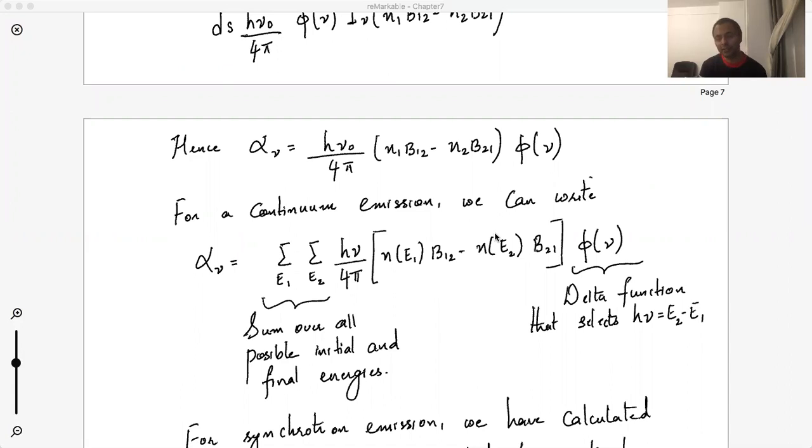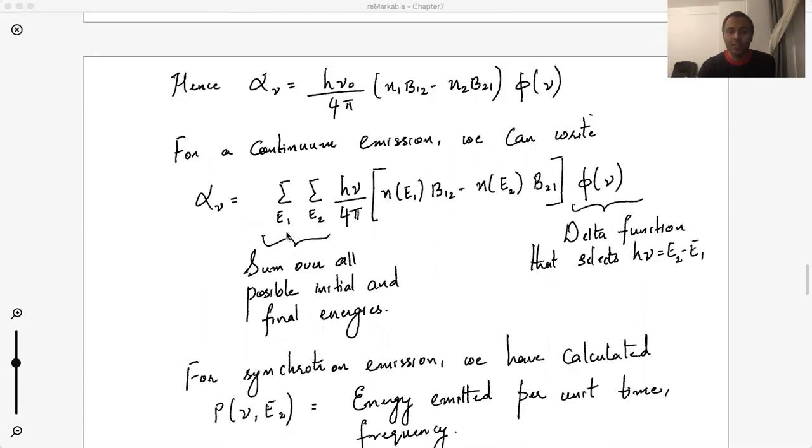The situation is different because the profile function is more complicated. You know that in the case of synchrotron emission, for example, you have emission over a large range of frequencies. So you don't have a very narrowly defined energy difference which gives photons of a given frequency. So you have emission over a large range of frequencies, which means I need to be a little more careful in integrating over all the possible energy levels. So here's one way to write it.